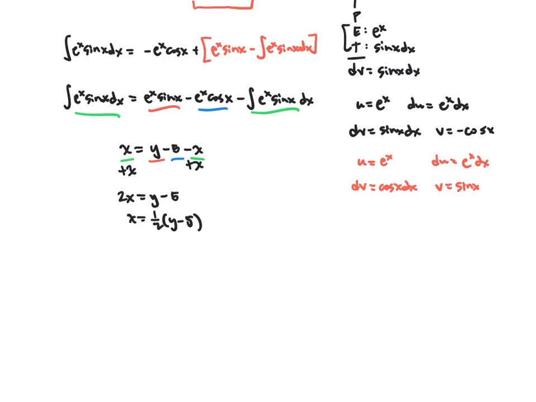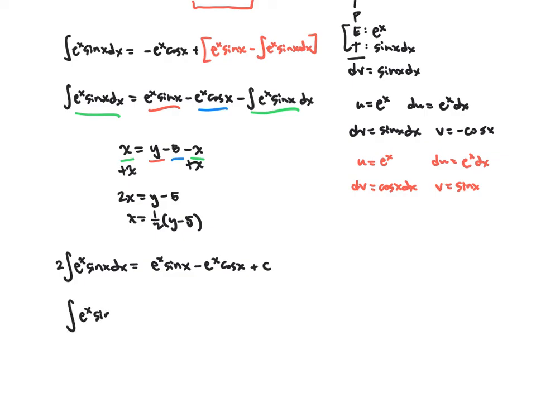All right, I can do some manipulation algebraically to isolate what I'm looking for, which is the integral of e to the x sine x. So I'm going to add the integral of e to the x sine x to the left. So that would give me 2 of those integrals, which is equal to e to the x sine x minus e to the x cosine x. And I'm going to tag plus c on there since this is an indefinite integral. Now I'm going to divide by 2.